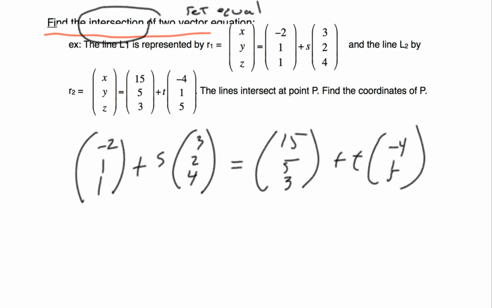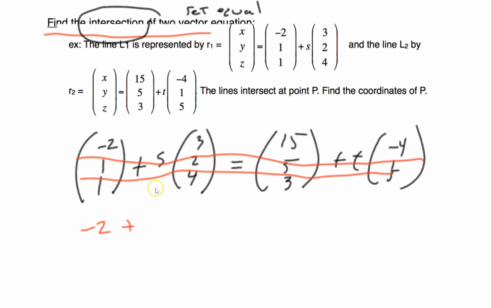So now I have this, and what do I do next? Well, we do what we always do in vectors. We separate. Now, if you notice, I only have two variables, so all I need is two equations. Pick any two you want. I'll do the top two just so I don't mess myself up. So I get -2 + 3s = 15 - 4t. Now do the middle equation also: 1 + 2s = 5 + 1t. Actually, that's a 1t. So let's erase that. There you go.